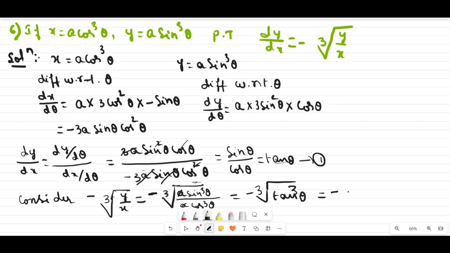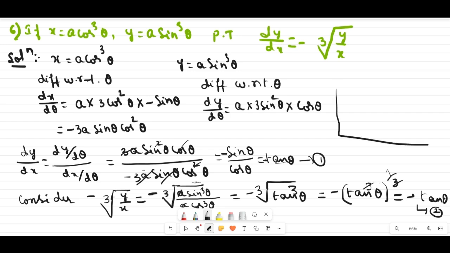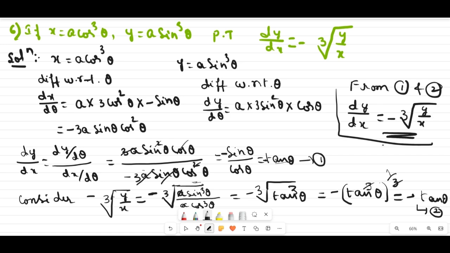It is a cube root actually. Cube root means the power is 1 by 3. I have written tan cube theta as it is, whole to the power of 1 by 3. This 3 gets cancelled with this 3. So that is equal to minus tan theta. Even here we get negative. Consider this as equation 2. So the final conclusion from 1 and 2 is dy by dx equals minus cube root of y by x. That's all. I think you have got this.